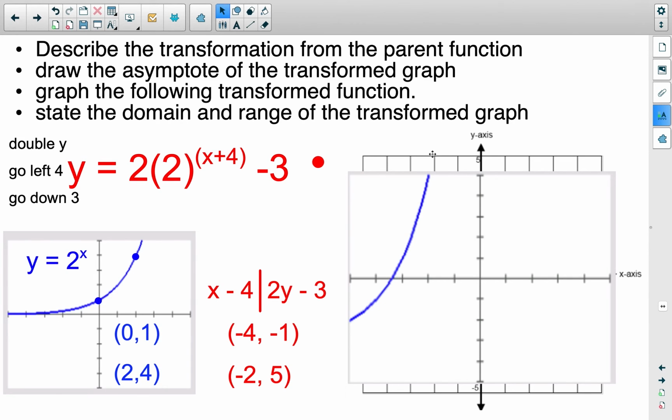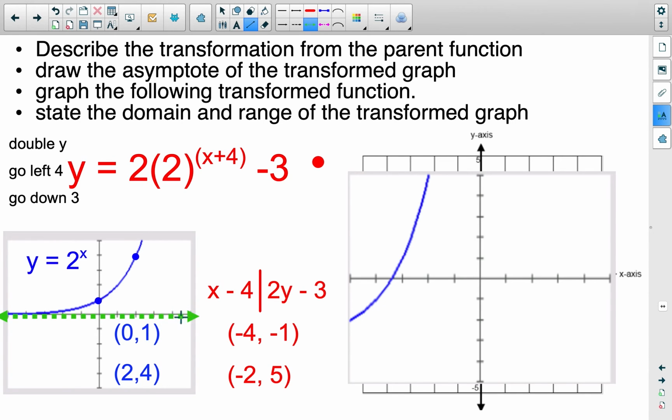And the only other thing is, you know how the parent graph was approaching 0, okay, that would be your asymptote. So if you recall, an asymptote is a line that your graph is going to approach, but in this case, it's never going to quite reach that. So if I drew in the asymptote over here, it would be at 0.